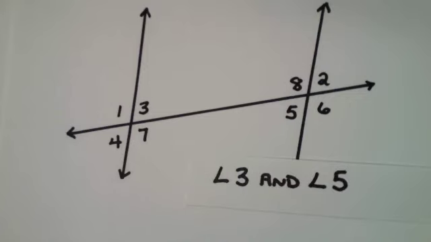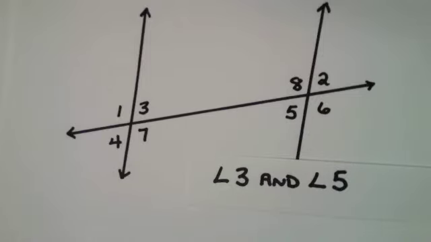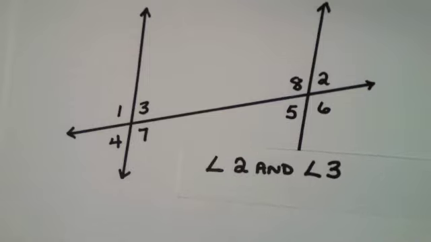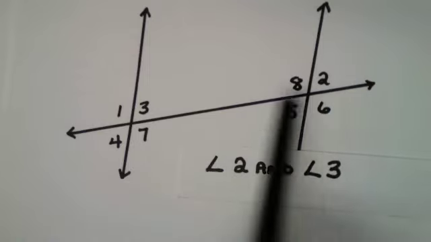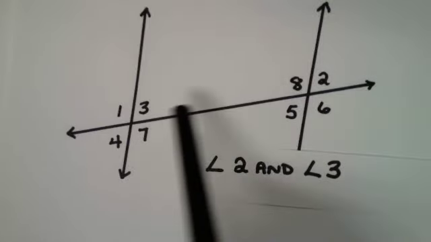What type of angles are 3 and 5? 3 is right here. 5 is right here. 3 and 5 are alternate. They're on opposite sides of the transversal. Interior. They're inside. Alternate interior angles. What types of angles are 2 and 3? I've got 2 right here and 3 right here. 2 and 3 are corresponding angles. They share the same position.